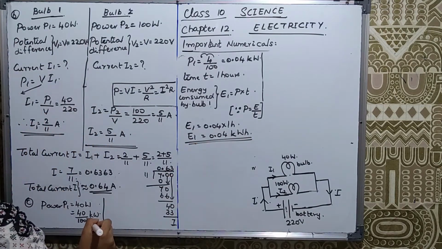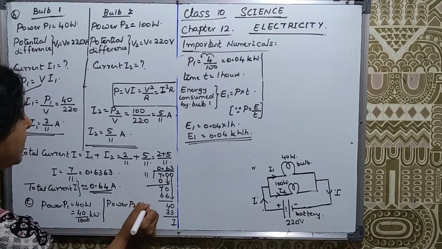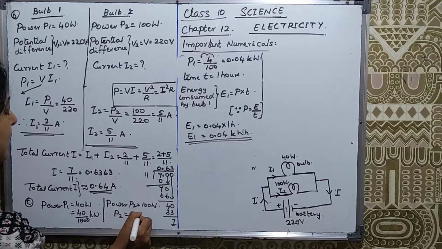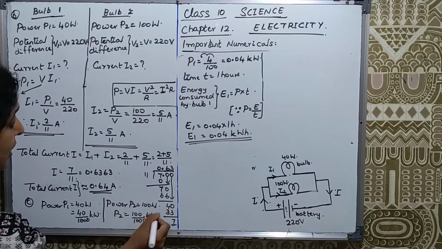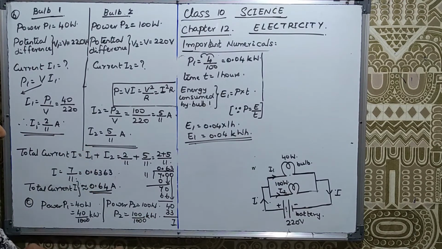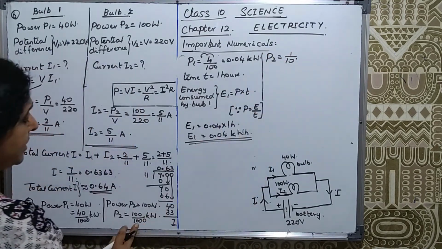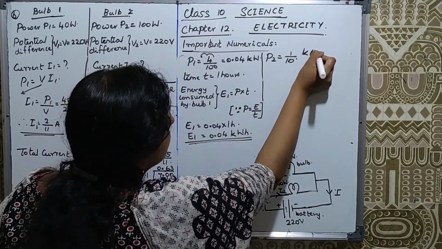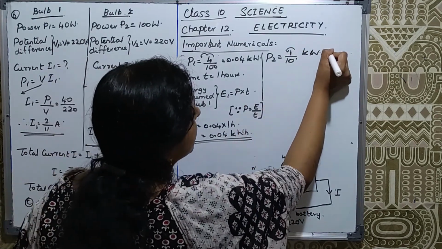Now you want to find out in the same way for the power P2. Power P2 equal to how much? 100 W. We'll change it into kilowatt, since watt will not be used. So 100 by 1000 kW, kilowatt. I will cancel 2 zeros in the numerator and the denominator. So I'll get P2 equal to 1 by 10 kW. Now the decimal point will move by 1 place from right to left. So it will be 0.1 kW.